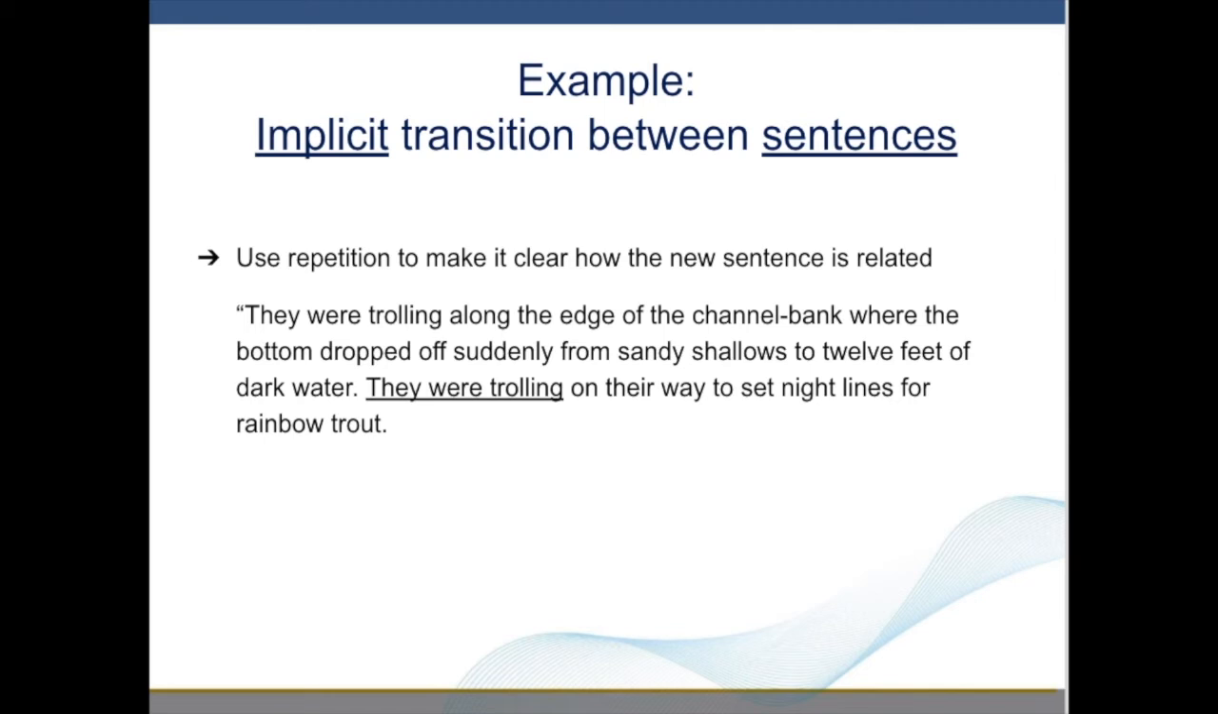Finally, let's go over an example of an implicit transition between sentences. To transition between related sentences using an implicit transition, you can use repetition within a sentence to make it clear that that sentence is related to the previous sentence. This implicit transition also uses repetition to guide the reader. The second sentence adds information to the first.